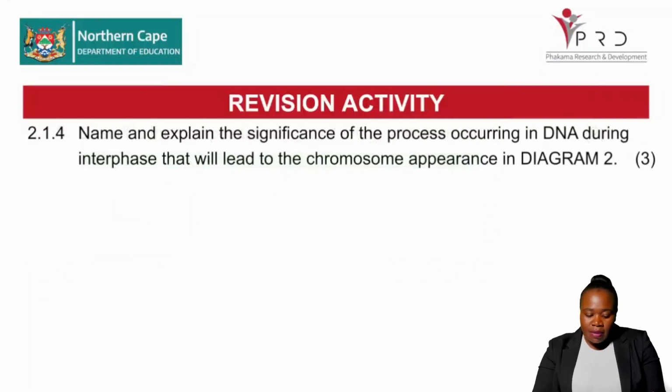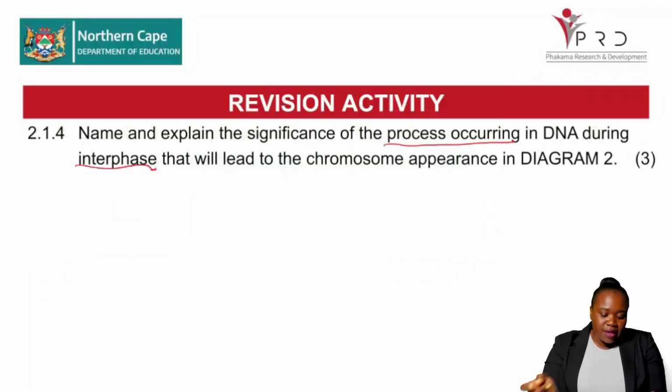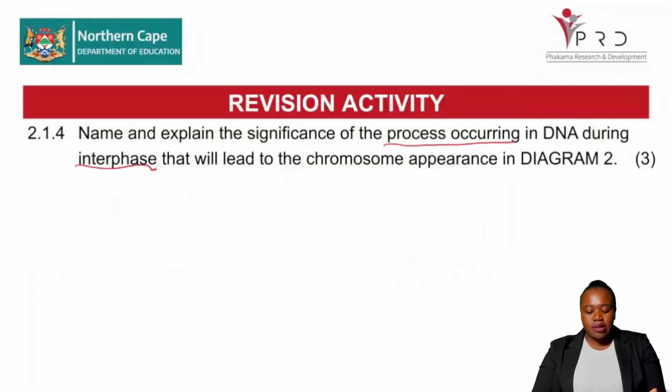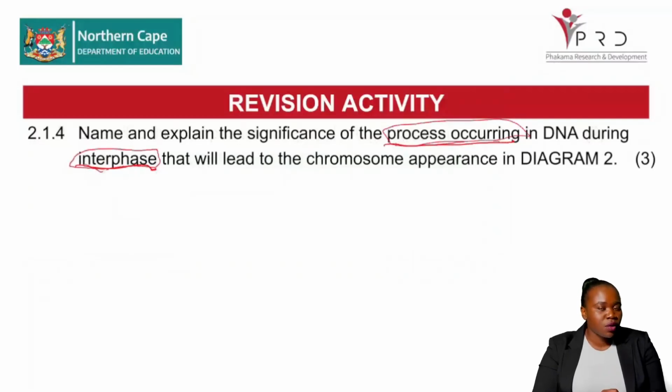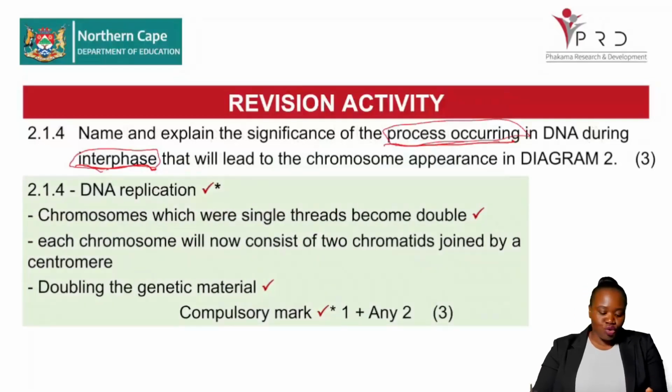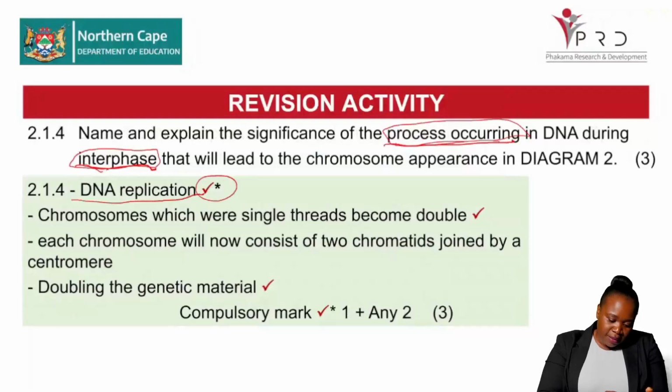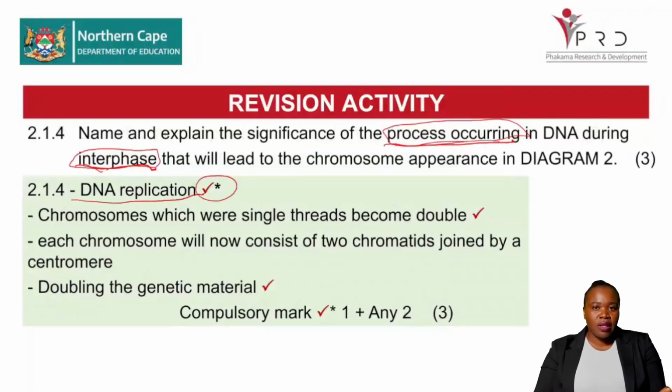2.1.4, name and explain the significance of the process occurring in DNA during interphase that will lead to the chromosomes' appearance in diagram 2. Now, what process is occurring in interphase? By simply knowing which process occurs in interphase, you will then be able to describe that. Remember, the process that happens during interphase is DNA replication. So, compulsory mark, DNA replication. If you do not name DNA replication, you automatically lose that 1 mark.